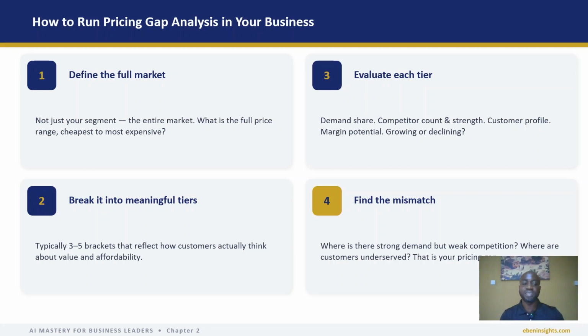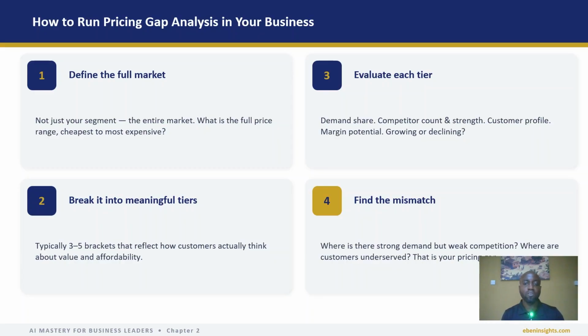Usually 3 to 5 categories work well. The goal is to reflect how customers actually think about affordability and value. For step 3, you should evaluate each segment. Look at demand, look at competitors, look at customer satisfaction, then look at potential profit. Look at customer characteristics, look at profit potential, and determine whether the segment is growing or shrinking.